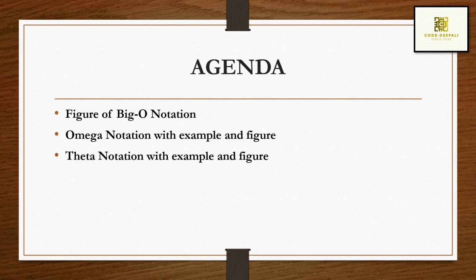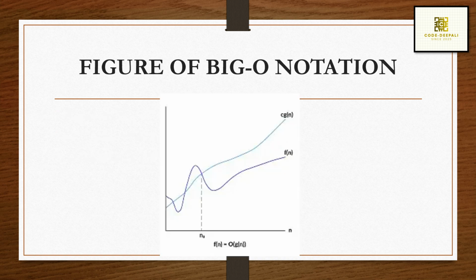Today's agenda is the figure of big O notation, omega notation and theta notation. So let's start. This is the figure of big O notation. As you can see, it represents the upper bound of an algorithm runtime.